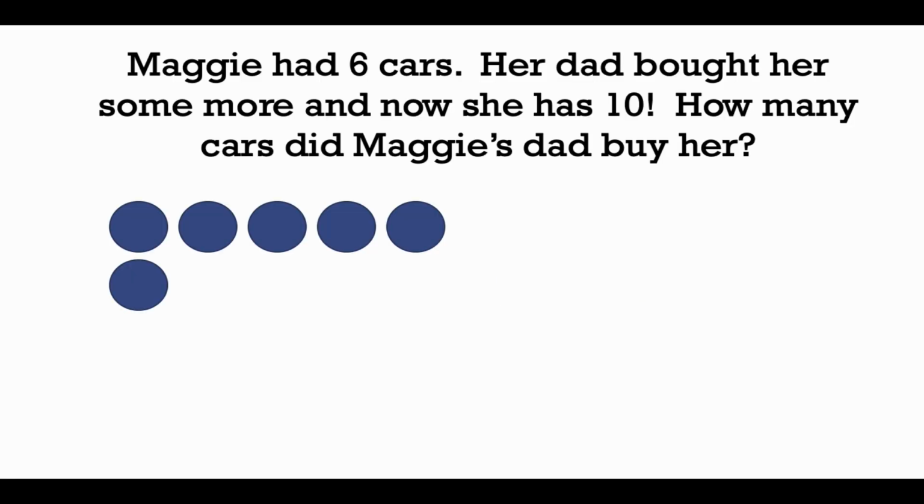All right, so let's read this word problem. Maggie had 6 cars. Her dad bought her some more, and now she has 10. Lucky duck. How many cars did Maggie's dad buy her? Okay, so what do you know in the model that they've already provided for us? Yeah, they drew the 6 cars. 1, 2, 3, 4, 5, 6. What else do you notice about the model? Yes, they did it in 5 groups.